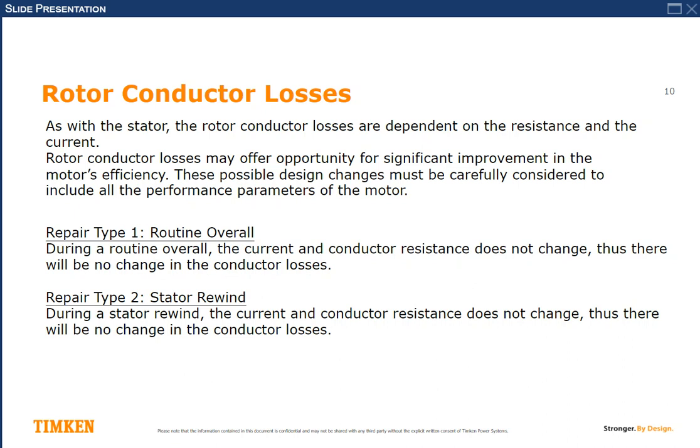Now, if we look at the repair types, repair type 1, we do an overhaul of the machine, obviously. Rotor conductor losses are not going to change. And repair type 2 is stator rewind, they're also not going to change because we didn't do anything to the rotor. Obviously, there are some other cases with different failures. If you have a bearing that failed and the rotor goes into the stator and you have a core rub, there obviously you need to look at other things as well, which is outside the scope of this presentation, but I'm happy to discuss at a later stage with you.